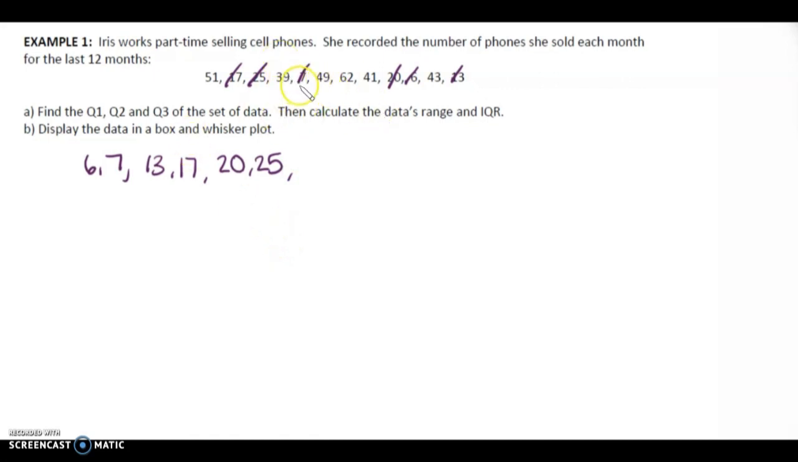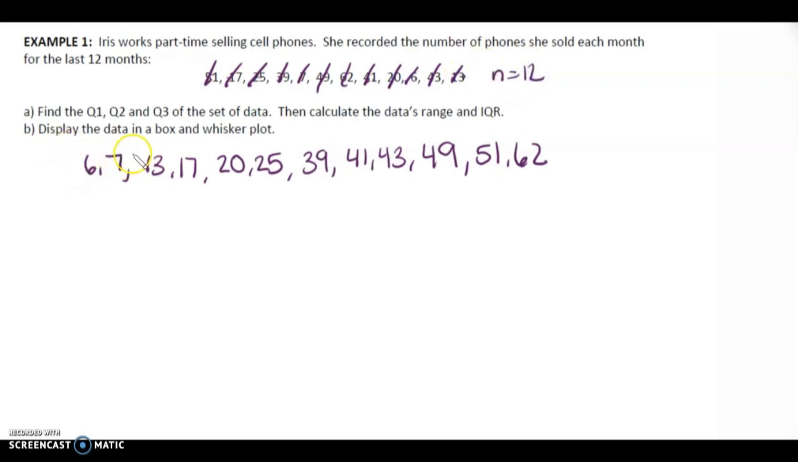Then I'm looking for anything in the 30s, I get 39. Anything in the 40s, I get 41, 43, and 49. And then I get 51 and then 62. 1, 2, 3, 4, 5, 6, 7, 8, 9, 10, 11, 12. Okay, so n equals 12. We have 12 numbers. Okay, so we can go ahead and start.